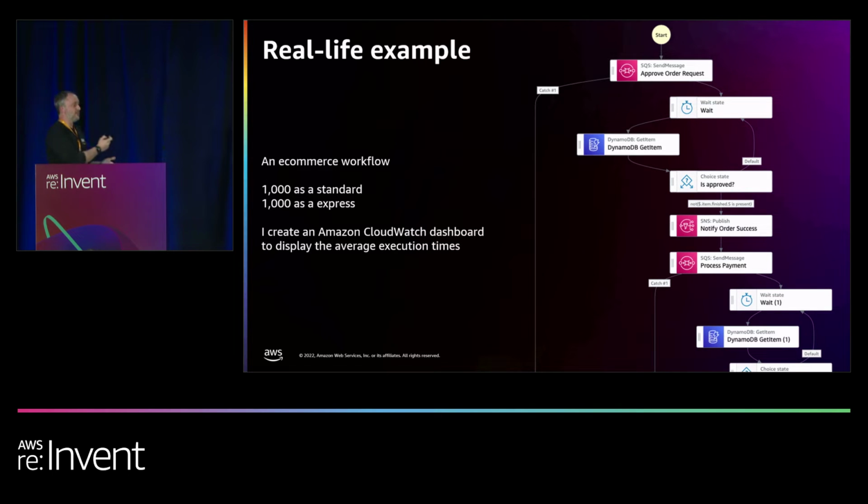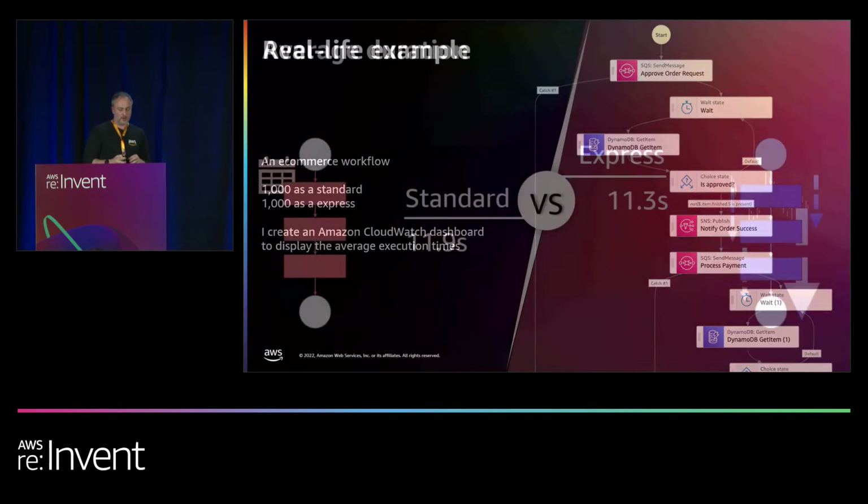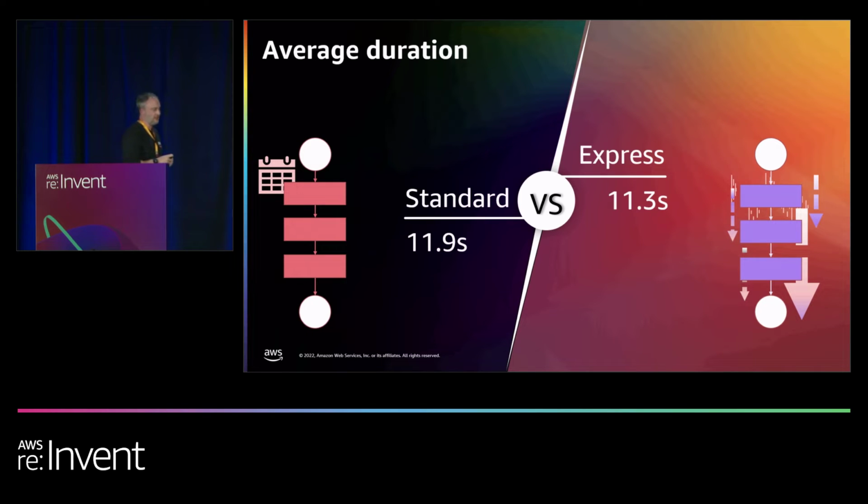So I saved this as a standard workflow, and I saved it as an express workflow, and I created a simulator to submit 1,000 orders to this workflow to see what the results were. And then a CloudWatch dashboard to see what happened. And this is what I found, right? So the standard workflow average duration was 11.9 seconds, and the express workflow average duration was 11.3 seconds. So it's a little bit faster on average. That's interesting, but that's not mind-blowing on its own. It's what we would have expected.